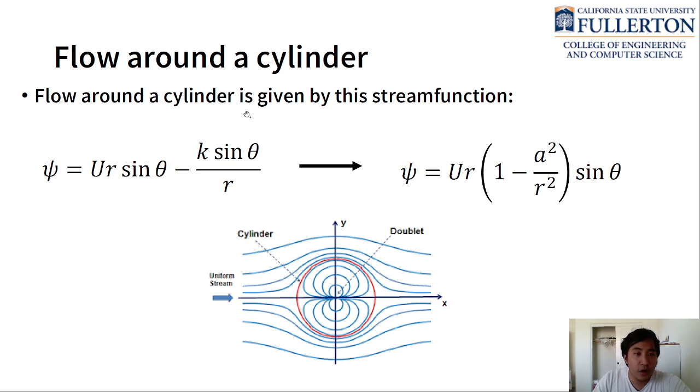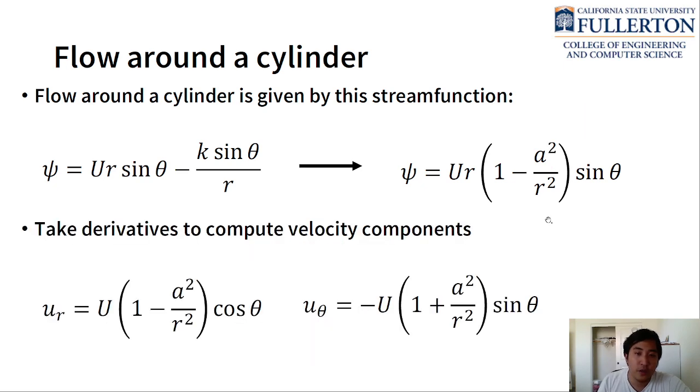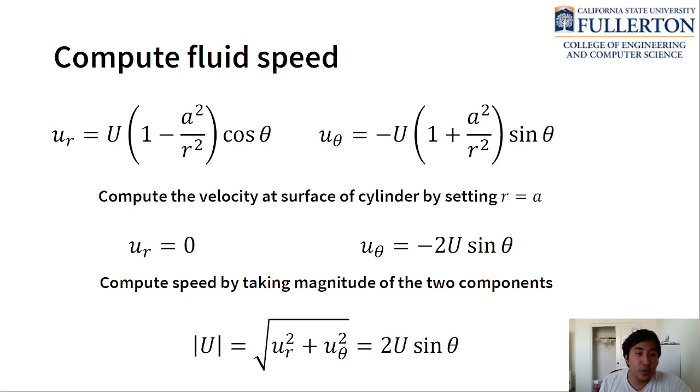Here is our stream function for that. I've put this in a slightly more convenient form, so these two functions are the same, I've just rearranged them a bit. This a here is the radius of the cylinder, right? This will be more convenient because once we take the derivatives to compute the velocity components, we can plug in the radius of the cylinder a in for r and then compute the velocity at the surface of the cylinder. This simplifies things quite a bit for us.